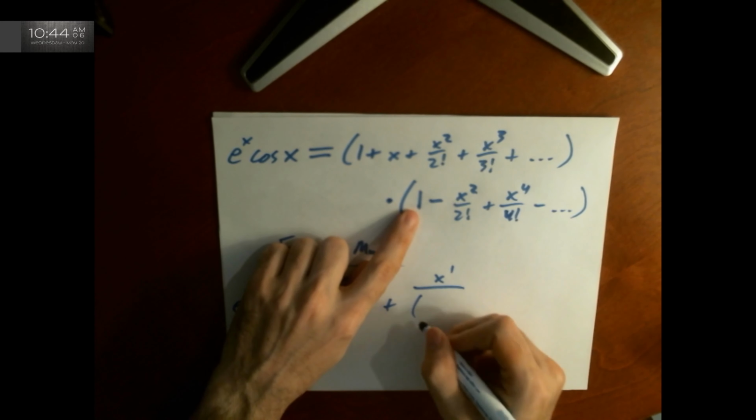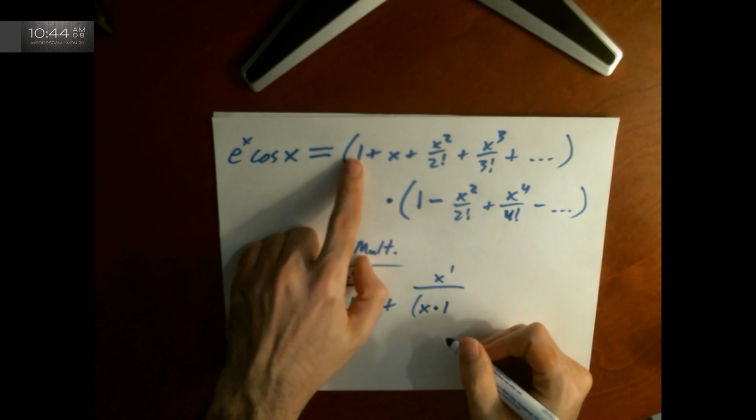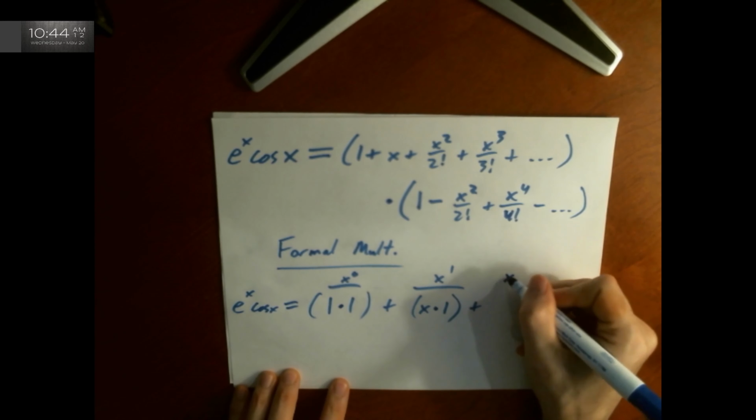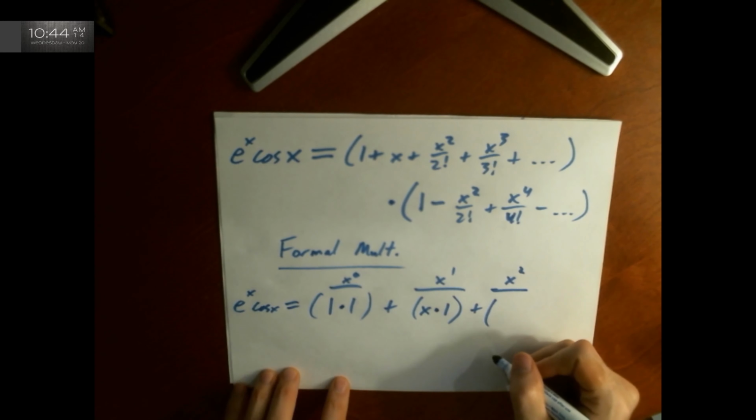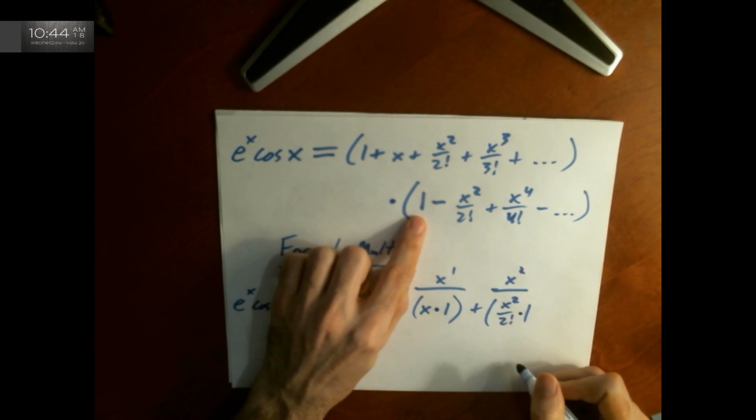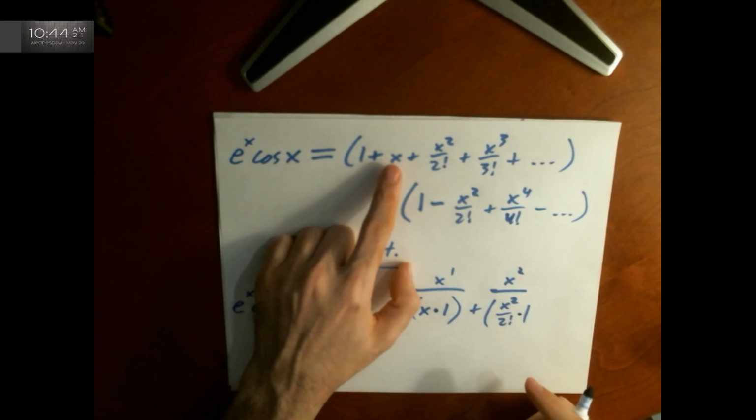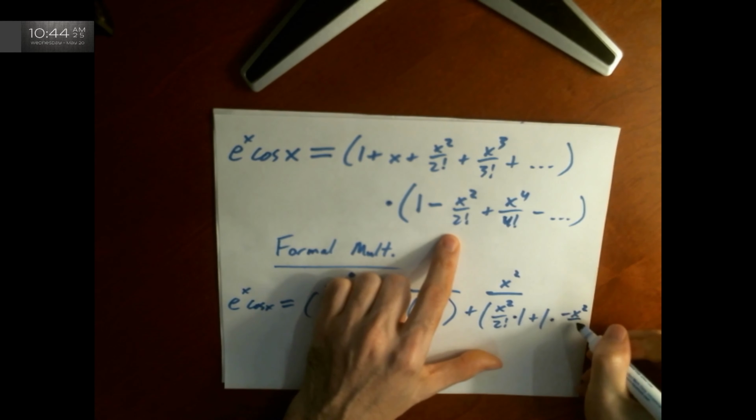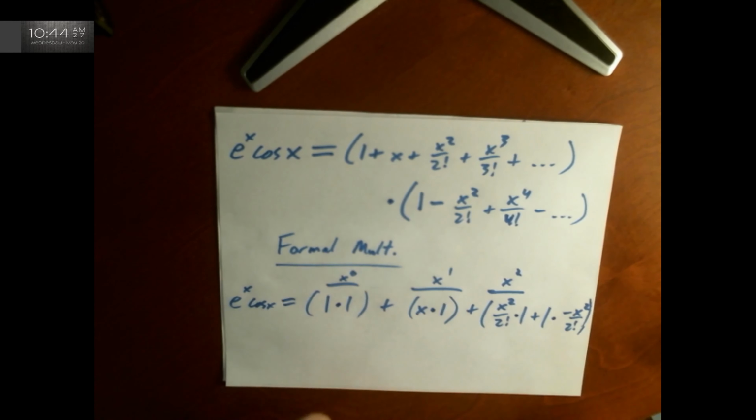I'll collect my powers of x to the 1. So the x times the 1 gives me a power of 1, and there's no other way to get a power of 1. That's it. I'll collect my x squared terms. I get one of them from x squared over 2 factorial times 1. I can't make an x squared term with the x, but I do get another from the 1 times the negative x squared over 2 factorial.